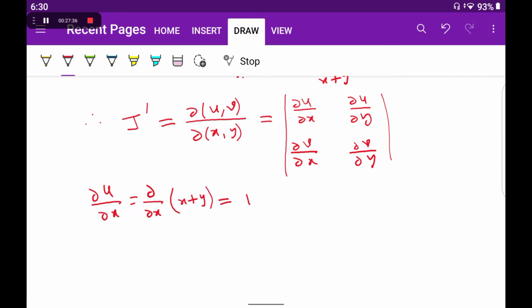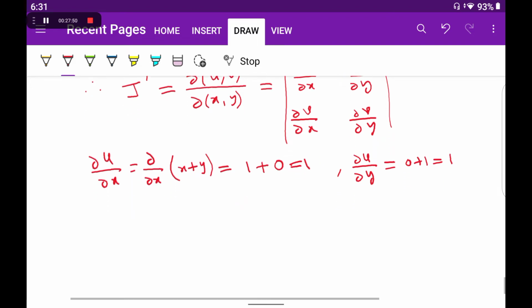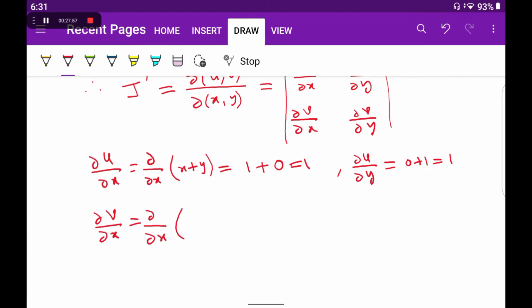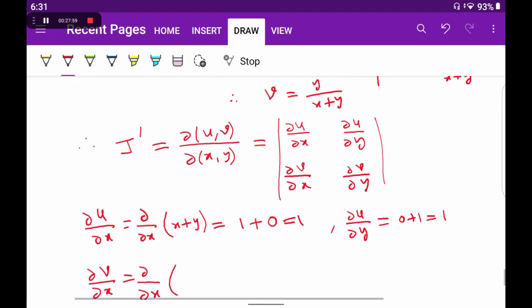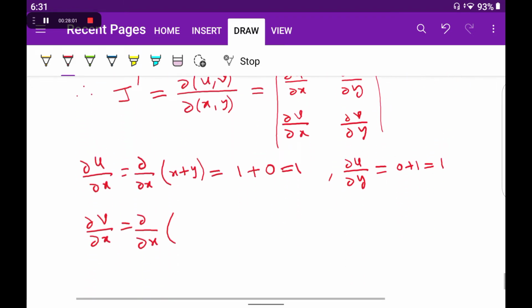Again, derivative of x with respect to x is 1, and there is no x in the second term, so the derivative is 0. Similarly, dou u by dou y is 0 plus 1, which is 1. Now, dou v by dou x is dou by dou x of v. V is what? Y by x plus y.